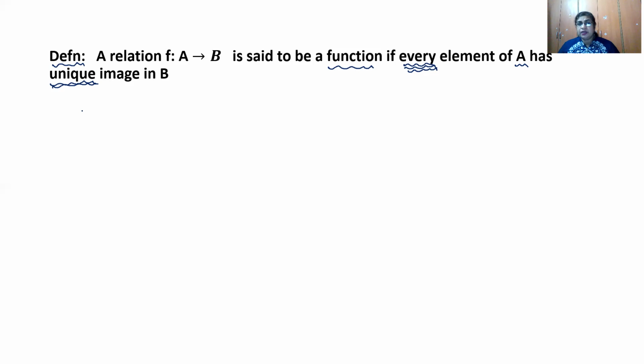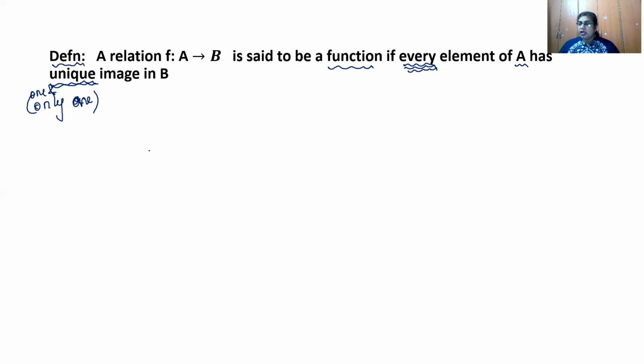Once again, let me read the definition. A relation f from A to B is said to be a function if every element in the set A, not even leaving a single element in the set A, every element should have a unique image. What is the meaning of unique image? One and only one image. So here unique could be written as one and only one. So one and only one image should be there.